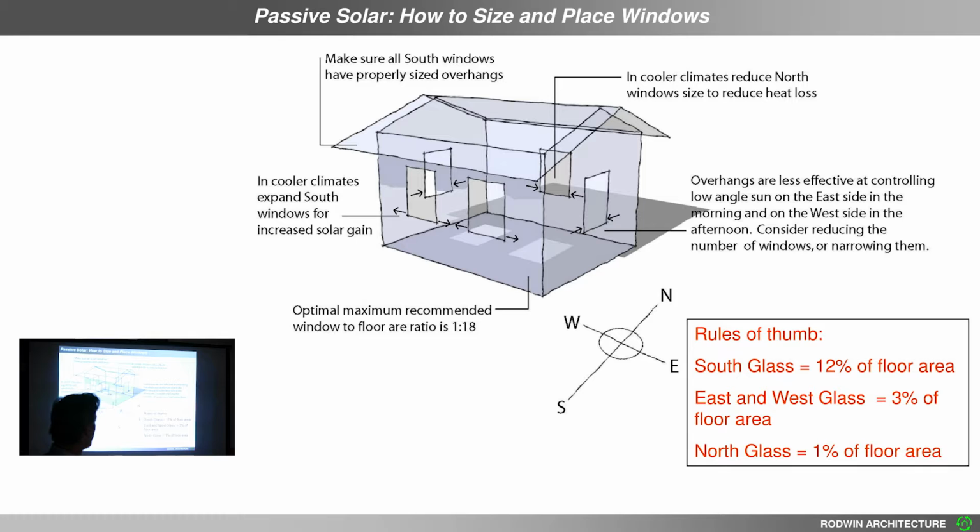This is ideal passive solar design. So we're looking for big windows on the south, smaller, narrower windows at the east and west, and tiny windows on the north.